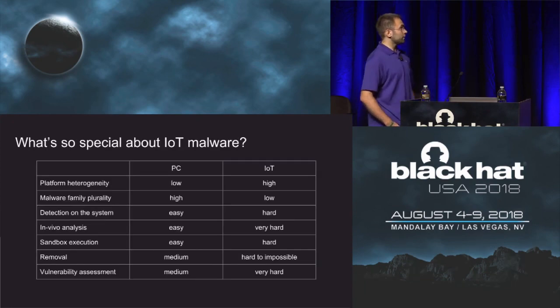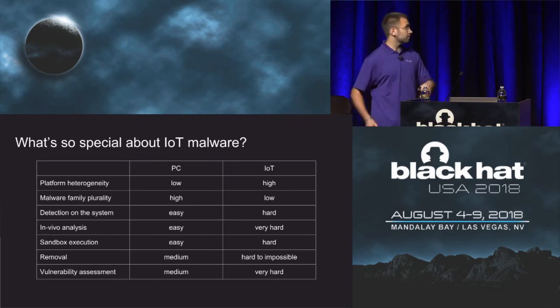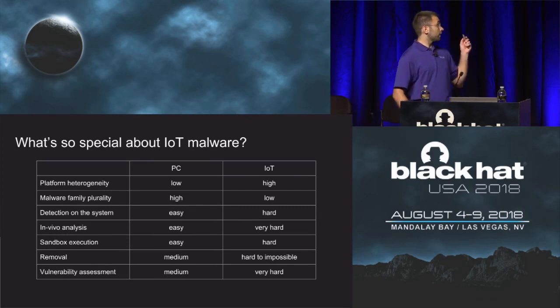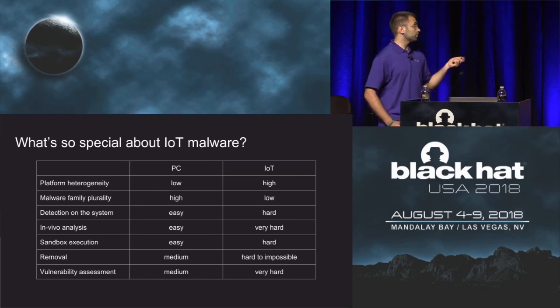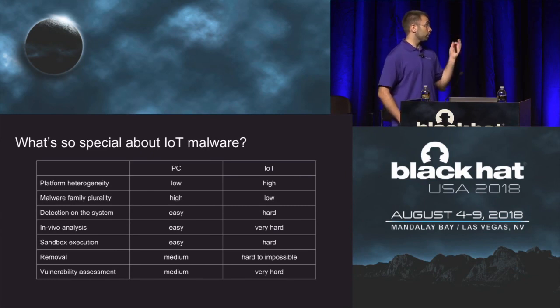So in IoT, we have high platform heterogeneity, different processors, different devices. We have still a low number of malware families compared to PC, where we have thousands. If you think about detection on the system, for IoT, this is very hard. You can't install a virus scanner on your Roomba, while on the PC, it's quite easy.